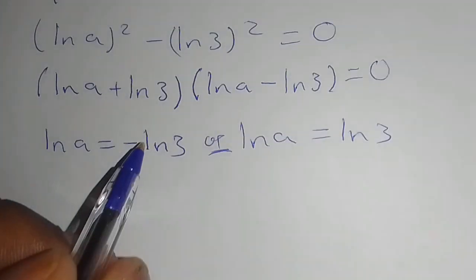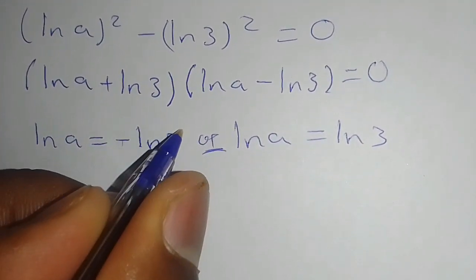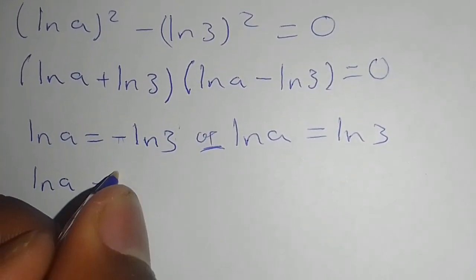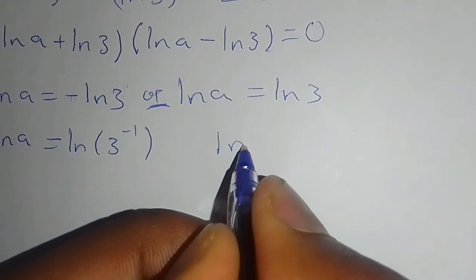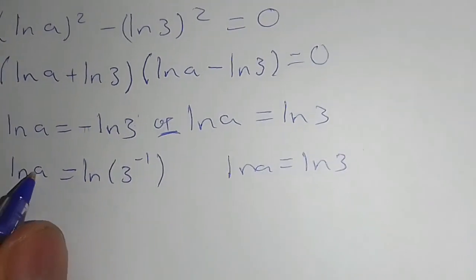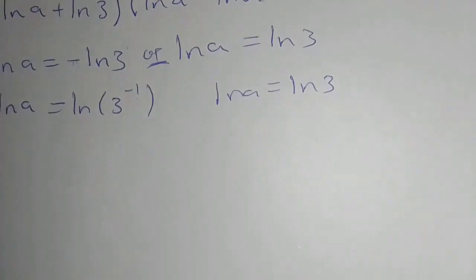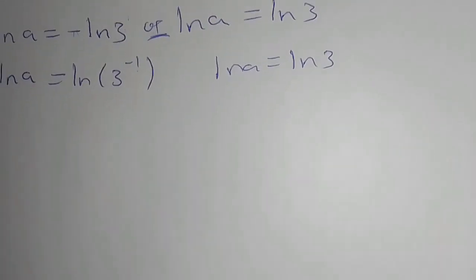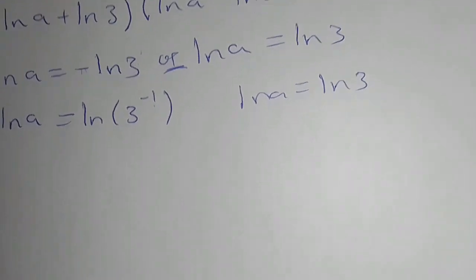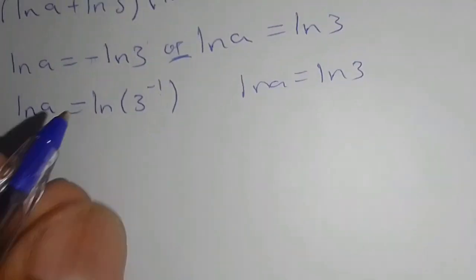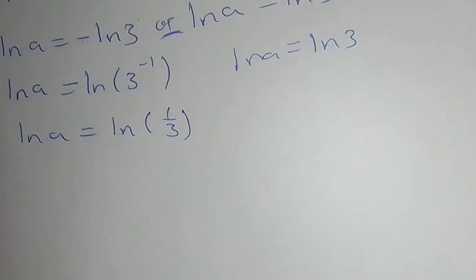If ln a equals minus ln 3, you can take the negative 1 back in and it becomes a power, so that's ln of 3 to the power of minus 1. On this side you just have ln a equals ln 3. We know 3 to the power minus 1 is the same as 1 over 3. Whenever you have a negative power, it's 1 over that term raised to the positive power. So this is ln a equals ln of 1 over 3, and on the other side ln a is ln 3.